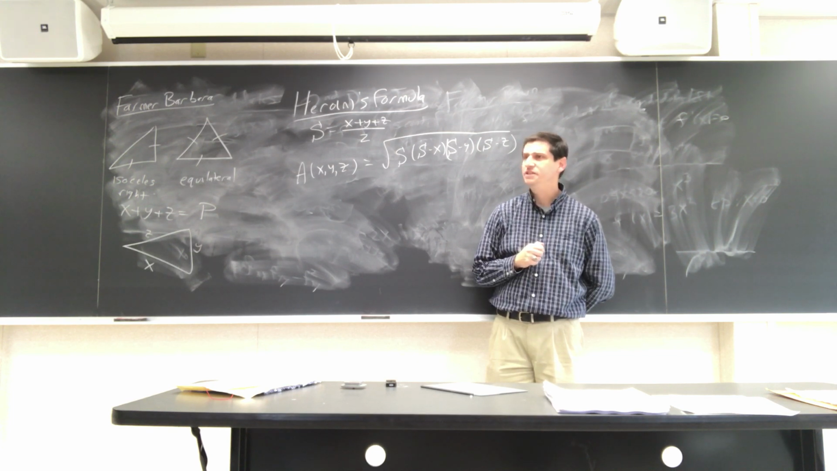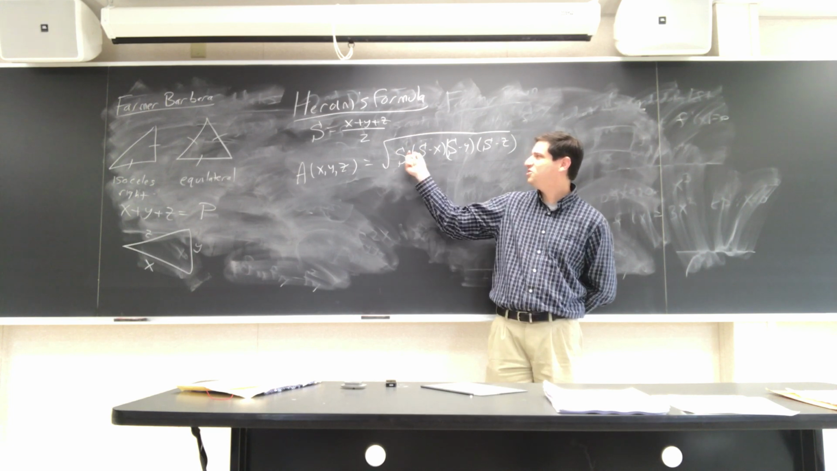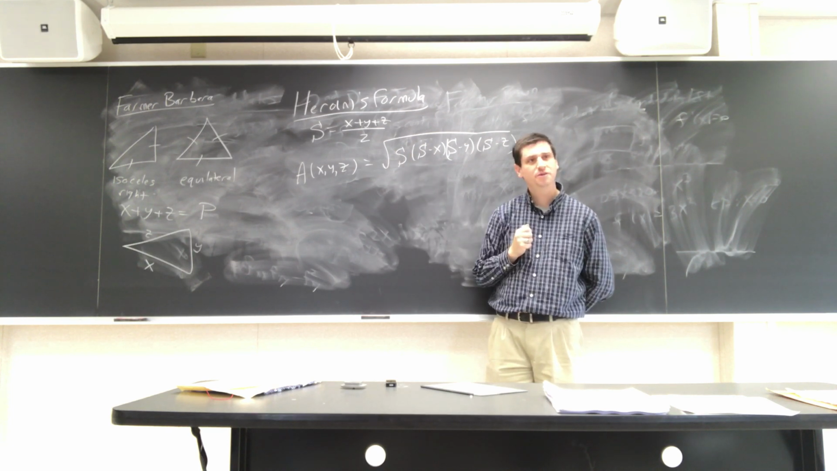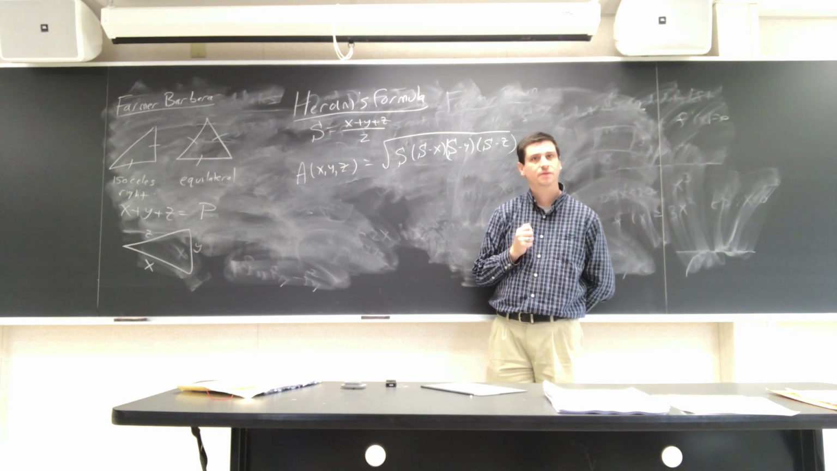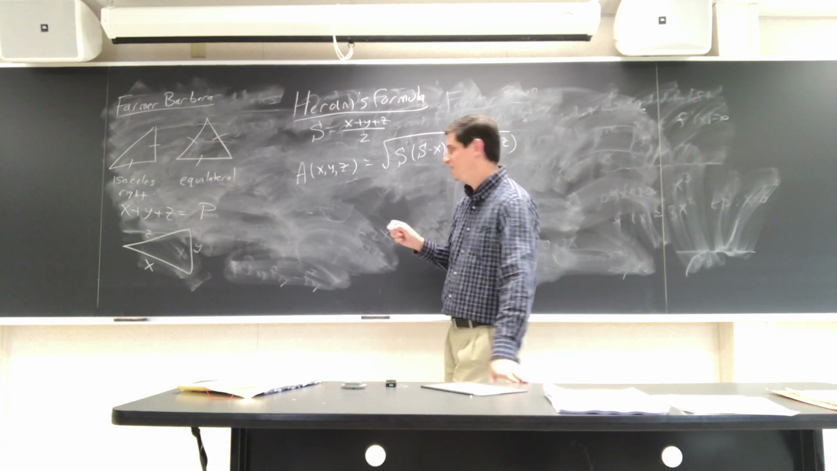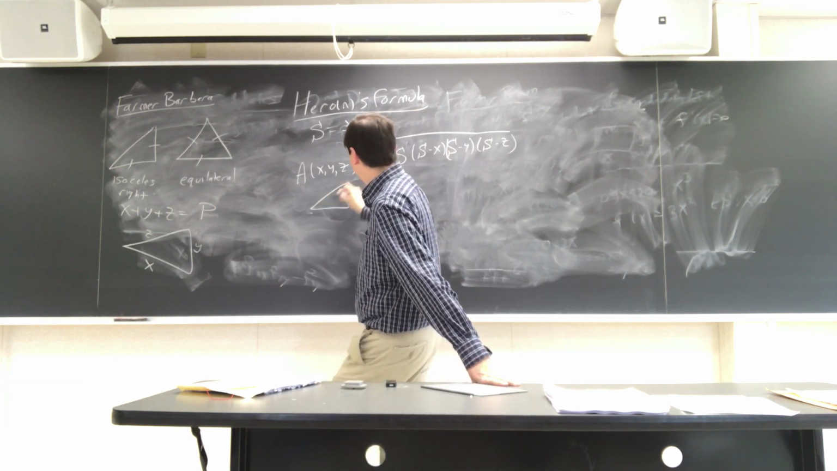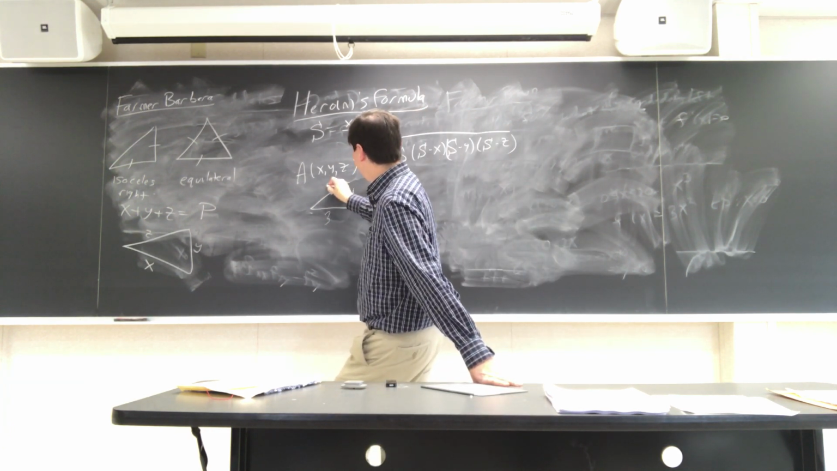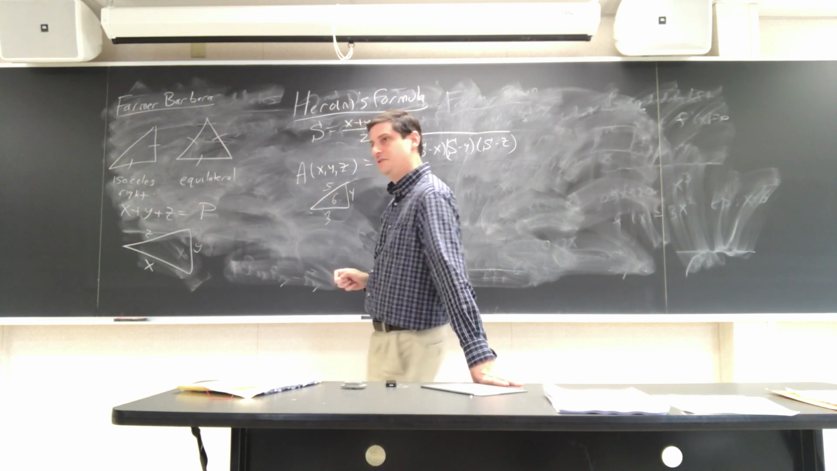How can I check and see if this is right? Maybe I forgot a 2 somewhere. Maybe I should be using the perimeter, not the semi-perimeter. Do you know any triangles where you know the 3 sides and you can calculate the area easily? Yes? Right triangle. Which right triangle? 3, 4, 5. So we do a 3, 4, 5 triangle, the area is going to be 6.